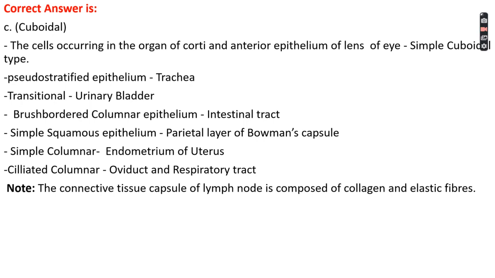The pseudostratified epithelium is mainly found in the trachea. Transitional epithelium is mainly found in the urinary bladder. We see that brush-bordered columnar epithelium is mainly found in the intestinal tract, responsible for absorption. Okay. Simple squamous epithelium is mainly found in the parietal layer of Bowman capsule. Simple columnar epithelium lines the endometrium of the uterus. Ciliated columnar epithelium lines the oviduct and respiratory tract.